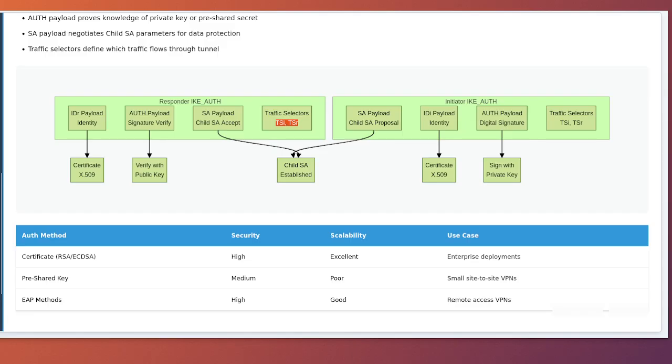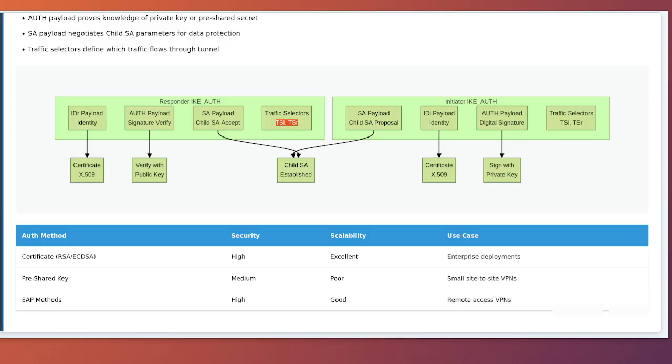Certificate-based authentication is the most common method in enterprise deployments. The AUTH payload contains a digital signature created using the sender's private key, signing over specific data from the IKE_SA_INIT exchange. The receiver verifies this signature using the sender's public key from the certificate. The certificate itself is sent in CERT payloads, and certificate chains can be included to establish trust back to a known certificate authority.